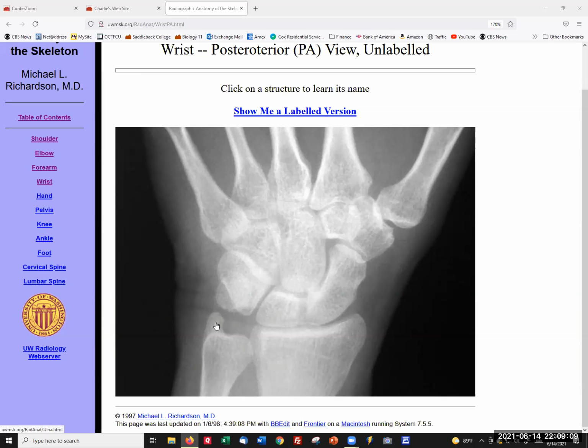This is the styloid process of the ulna. How did we know it was, or she know it was the ulna? Because the thumb is on the radial side. The radius is on the radial or lateral side. The ulna is all that's left for the other side.